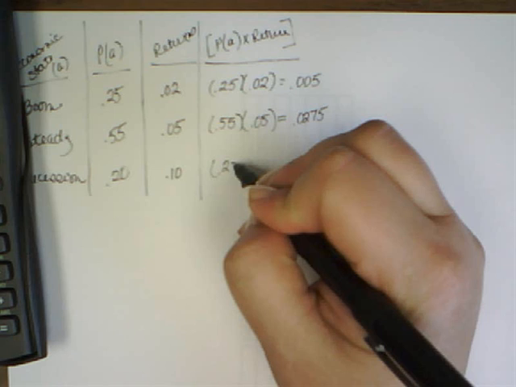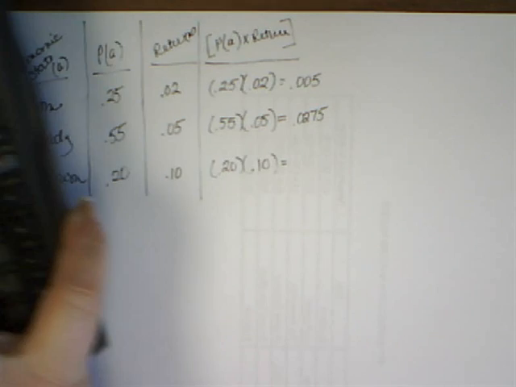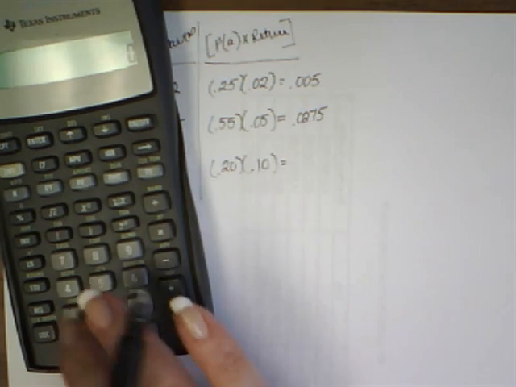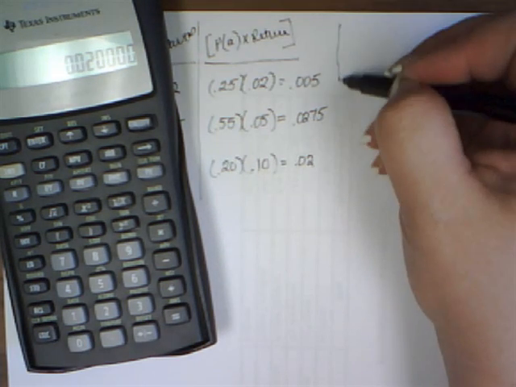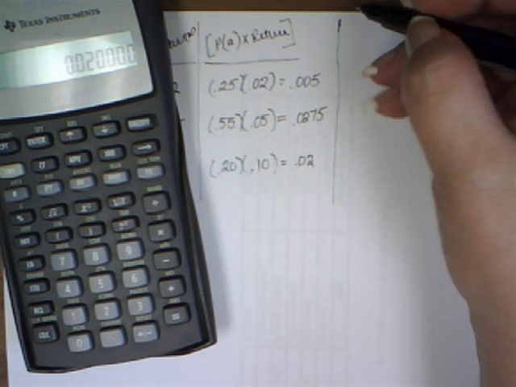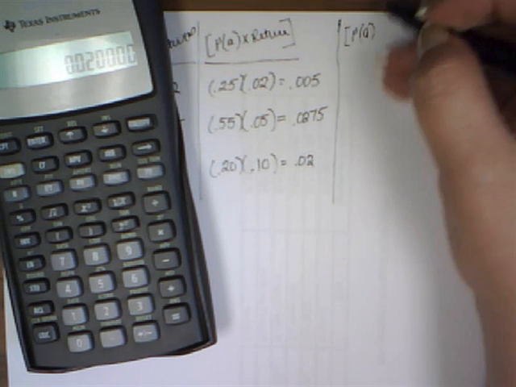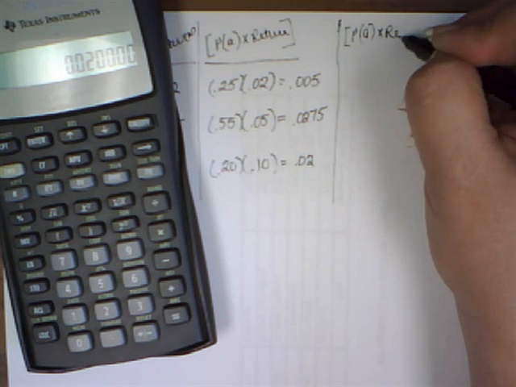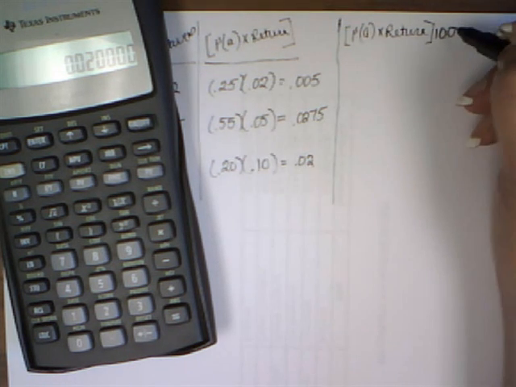And then the probability of a recession times the return under a recession, so 0.20 times 0.10. That gives us 0.02. And this is where I think the book should have added, the editor should have added another column, in order to convert this back over to the percentages like they reflect in the book. This needs to be multiplied by 100, and they don't show that.